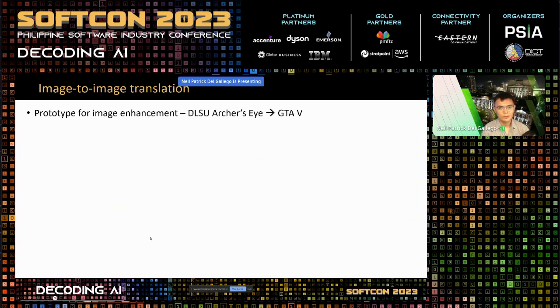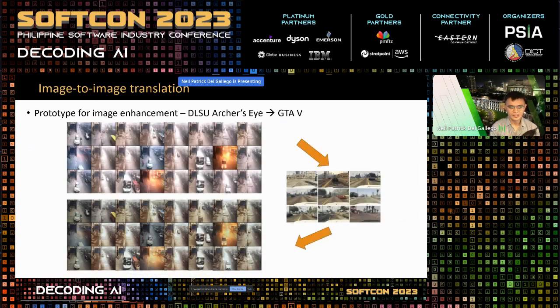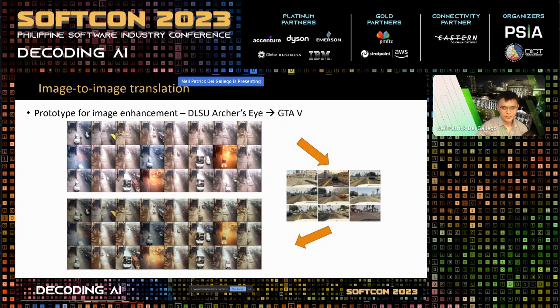Okay, so we have a prototype of that. For example, DLSU Archer's Eye, if we just feed it with GTA 5 examples, we have trained it to produce clearer images. As you notice, yung color at style niyan, medyo similar dito sa color distribution ng GTA 5. And the advantage of that is mas clear yung ibang mga images.